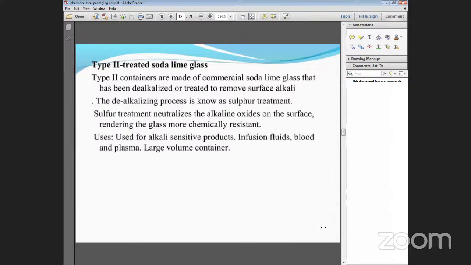What are the uses of treated soda lime glass? It is used for alkali sensitive products, infusion fluids, blood and plasma, and large volume containers. Type 2 containers are more than 500 ml in size: 1 liter, 2 liter, 2.5 liter, 3 liter, 5 liter sizes. Big containers are prepared, so type 2 containers are used to keep infusions, blood and plasma, etc. They are used to store them.